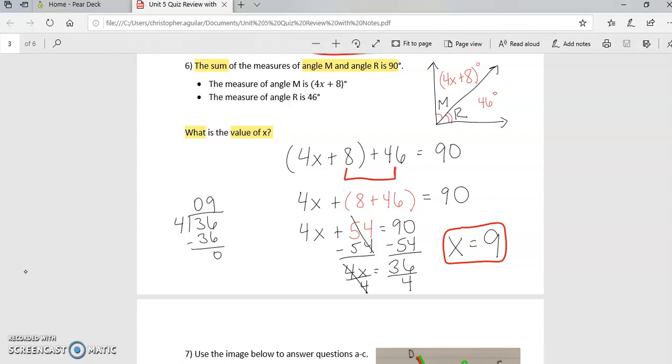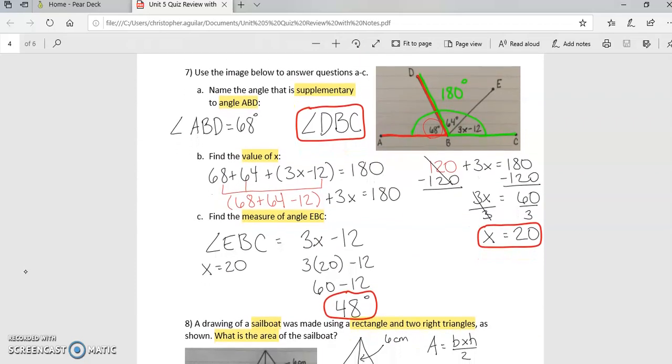90 minus 54 is 36, and the 4x gets moved down. I still want to isolate my variable. I'm just trying to solve for x by itself, so I divide by 4 on both sides. And 36 divided by 4, in case you don't know your times tables, is equal to 9. So the x value here would be equal to 9.